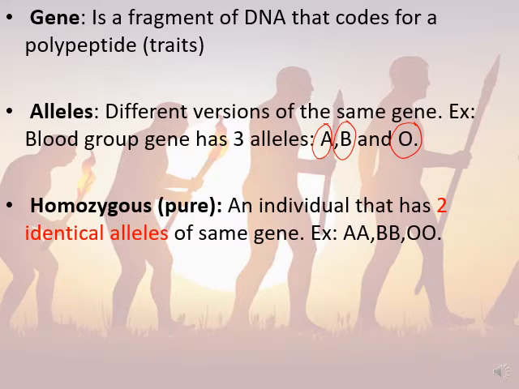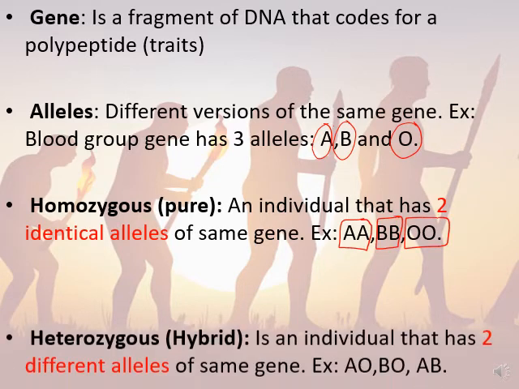Homozygous or pure. What is the meaning of homozygous or pure? You have to know both terms, homozygous and pure. These are individuals that have two identical alleles of the same gene. Let's talk here about the blood group. For example, an individual having two identical alleles, such as allele A and allele A, AA, is homozygous. Or BB is homozygous. Or OO is homozygous.